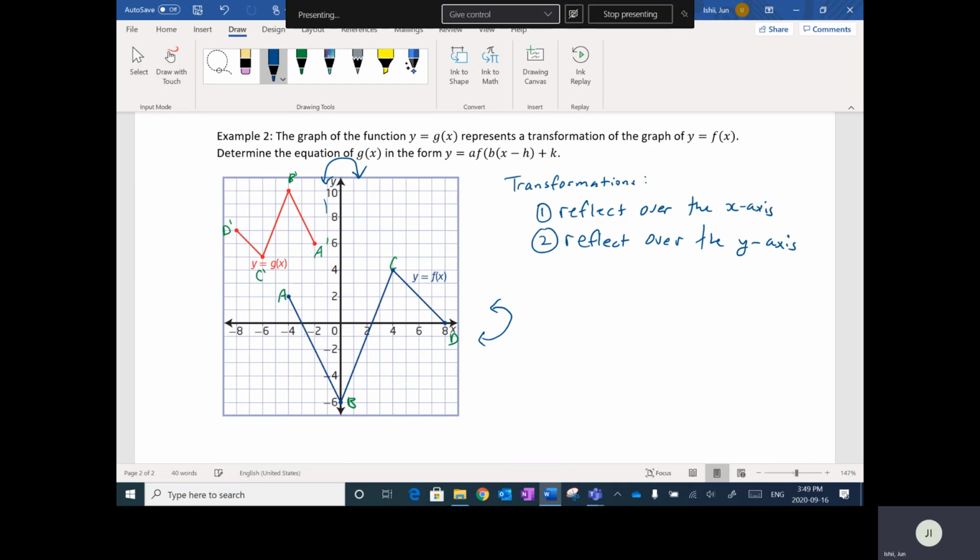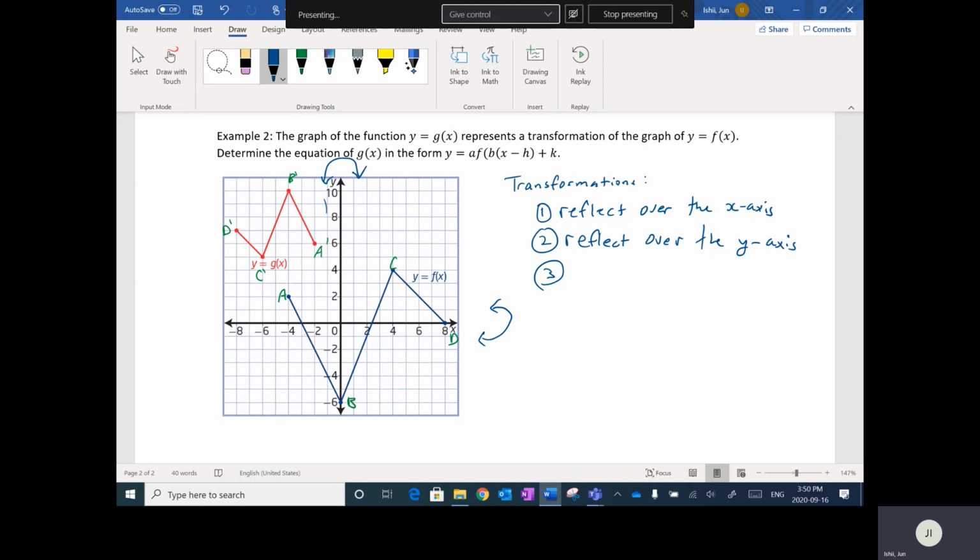Okay, so there are two reflections that occur. Okay, so hopefully that makes sense. So this blue function has been flipped up and then flipped to the left. All right, so flip twice. Reflect over the x-axis, reflect over the y-axis.